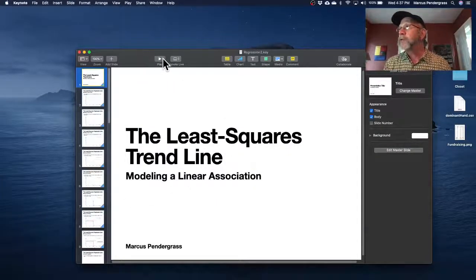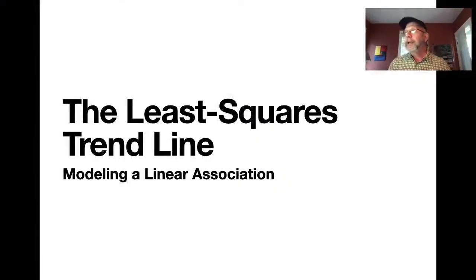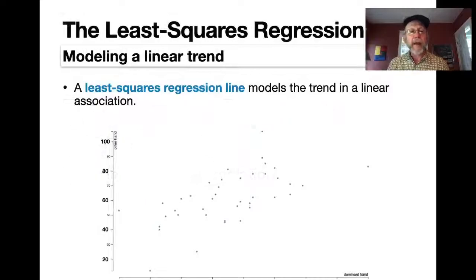The least squares trend line. As I said, this is a way of modeling a linear association. And by that, I mean we want to find a mathematical tool that allows us to discuss and work with the association quantitatively.